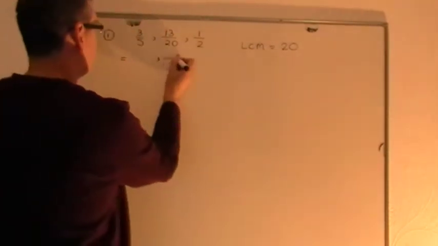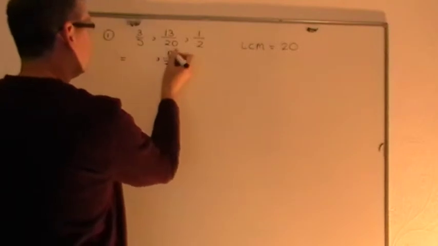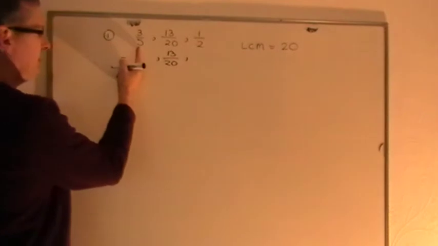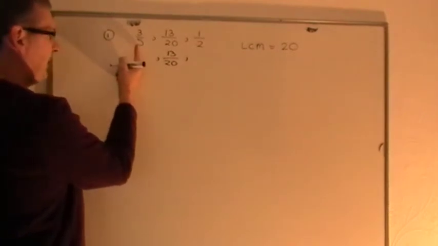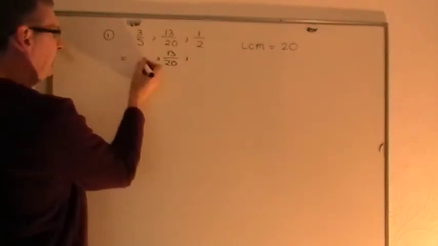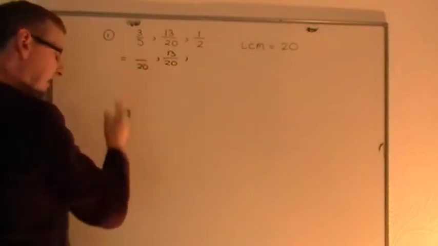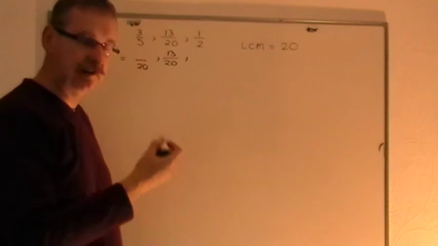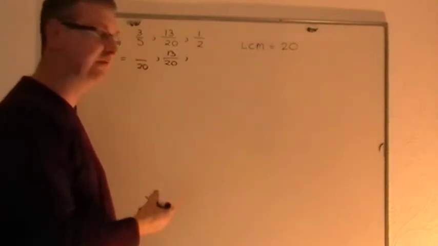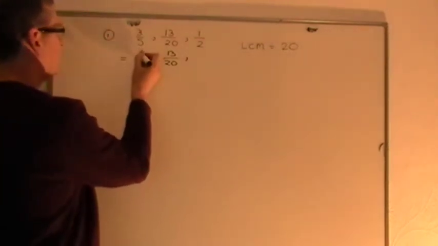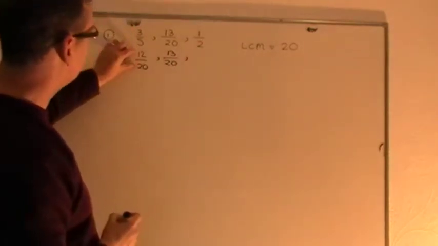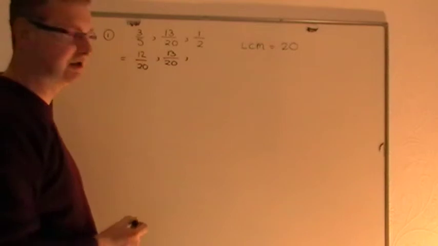Now the middle one is already over 20, so you don't need to touch it at all, just leave it as 13/20. The first one, all I'm going to do is multiply the bottom number by 4 to get 20. So to keep the fraction the same, you're allowed to multiply the top by 4 as well. So 3 times 4 on the top is 12. That fraction there looks different to that, but they are identical fractions.